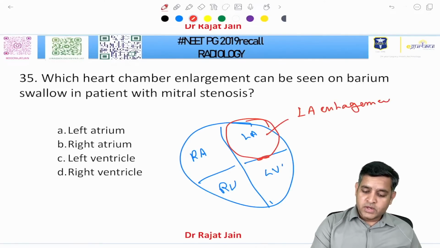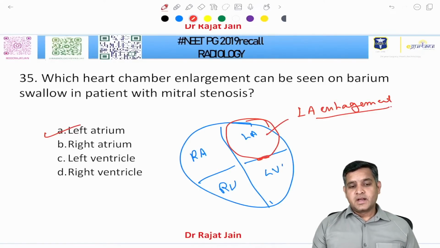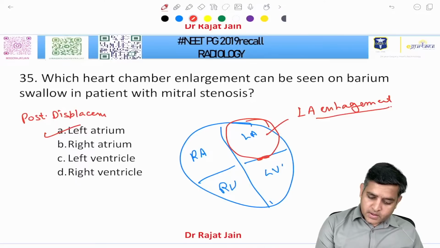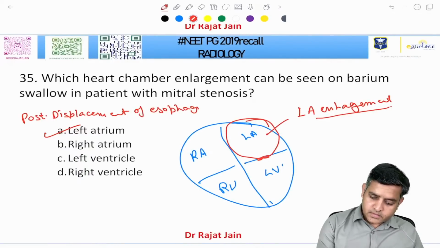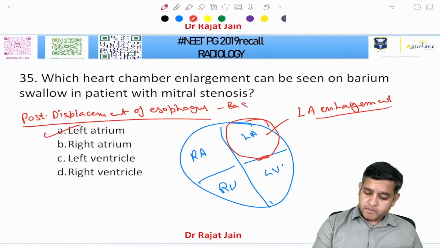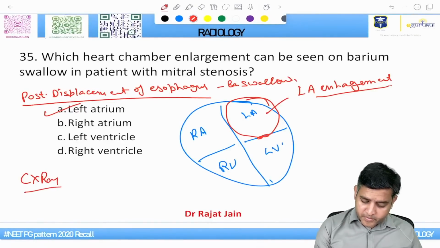Who will tell me what is the earliest feature of the left atrial enlargement? Earliest feature of the left atrial enlargement is the posterior displacement of esophagus. Posterior displacement of esophagus, but this will be seen on barium swallow. On barium swallow, what is the earliest feature on a chest X-ray?